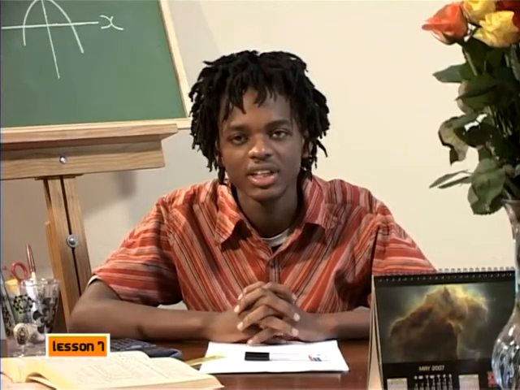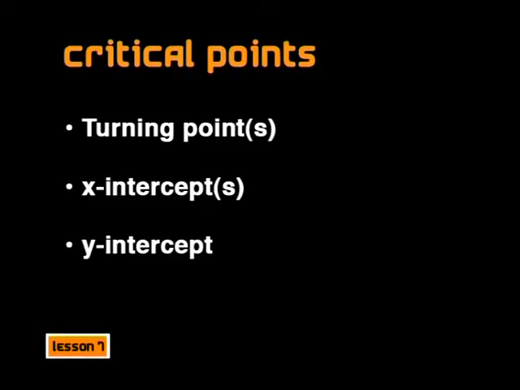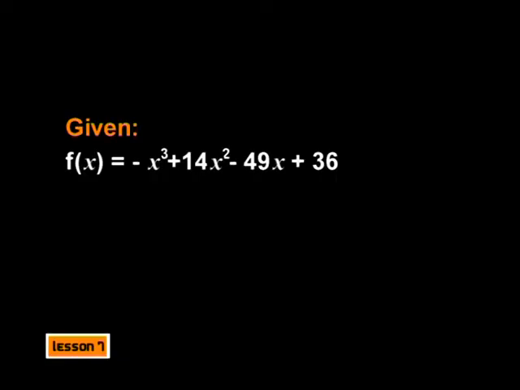Well, in the previous lessons, we used the derivative of the function when we were looking at the turning points. So I think that is what we should do here. All right. Why don't you do that then? All right. First, let me write down the function whose graph we are trying to draw. F of x equals negative x cubed plus 14x squared minus 49x plus 36.